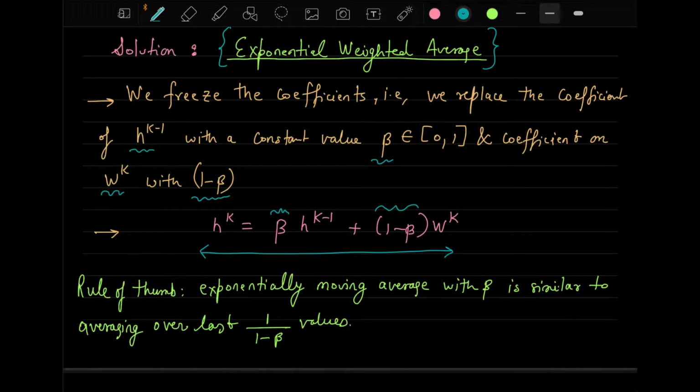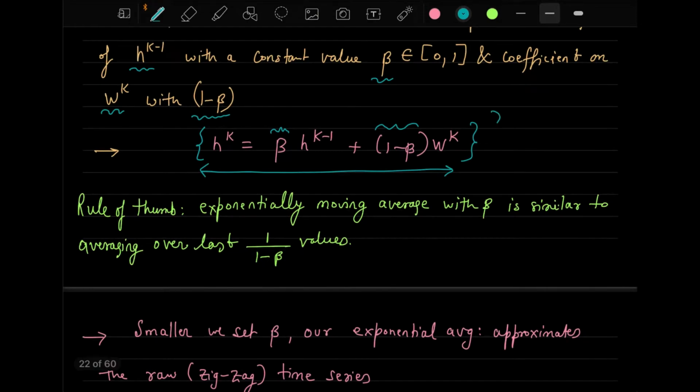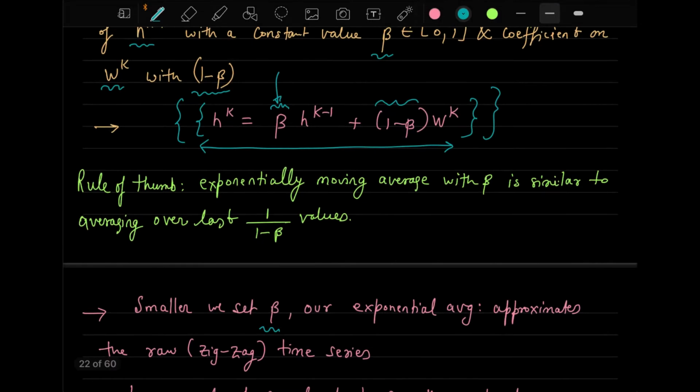So when you do this, it's basically the exponential weighted average. So let's see what kind of results we will get. But first, one thing to note about this equation is the hyperparameter that you have here. If you set this beta to be very small, so let us say you keep beta small, this particular term will become dominant.